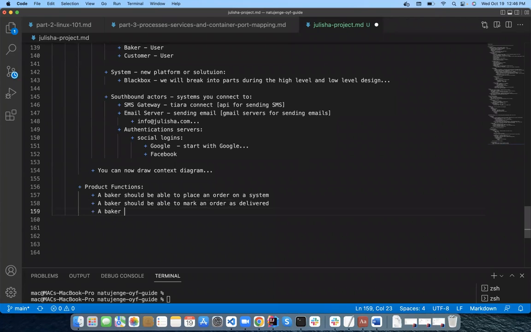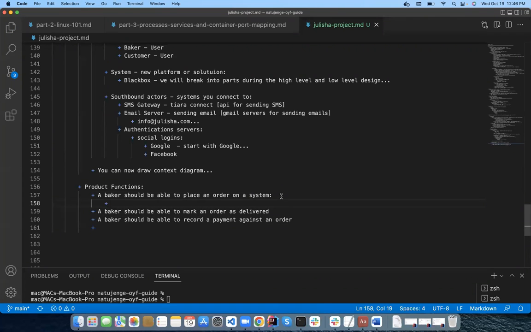Then I can say a baker should be able to record a payment against an order. So this is what we are now thinking of, the use cases, the functions that the system should be able to help. And of course, as part of these, as we described, we will also describe in details what will happen. So as we describe in details, now you start seeing the system.